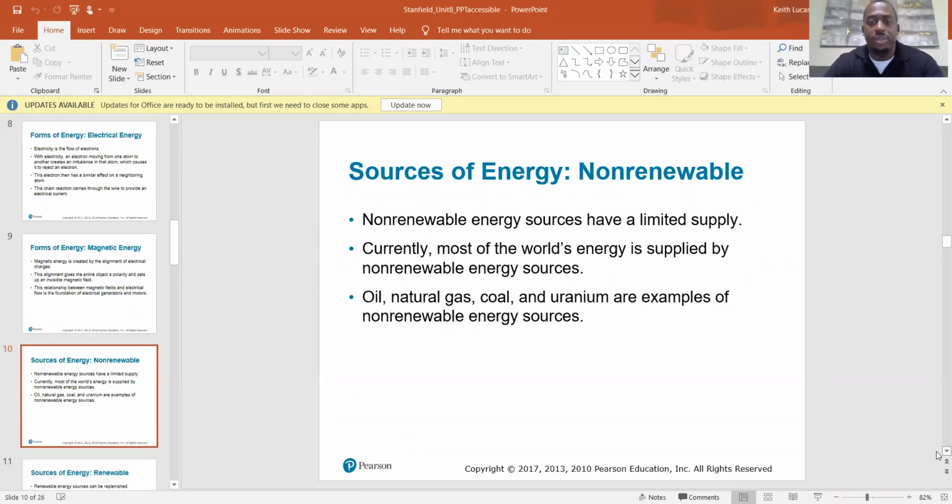Sources of energy, non-renewable. Non-renewable energy sources have a limited supply. Currently, most of the world's energy is supplied by non-renewable energy sources. Oil, natural gas, coal, or uranium are examples of non-renewable energy sources.